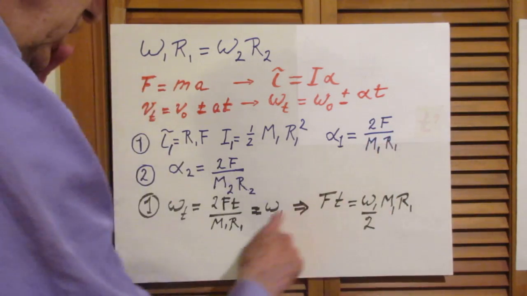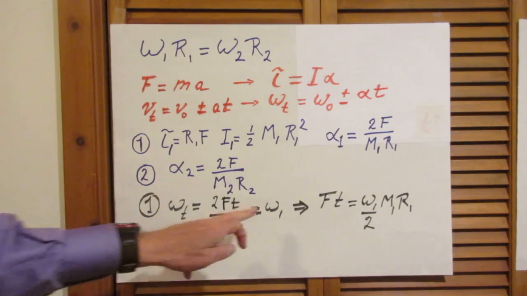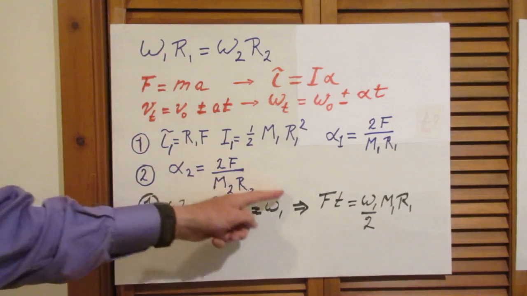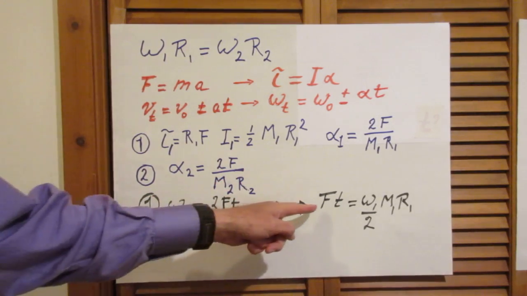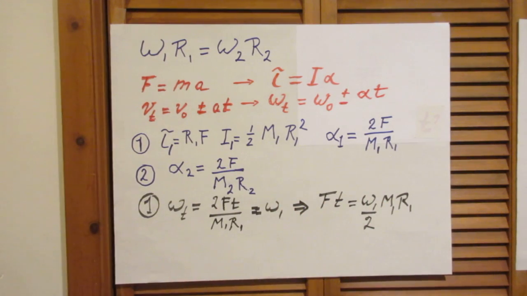You see, I just put a t here. And at equilibrium state, that is omega 1. So this must be omega 1. So ft is this. Now you may say, well, we're stuck. We don't know what capital F is. If I push hard, F will be high, because the normal force will be high. If I don't push very hard, then F will be very low.